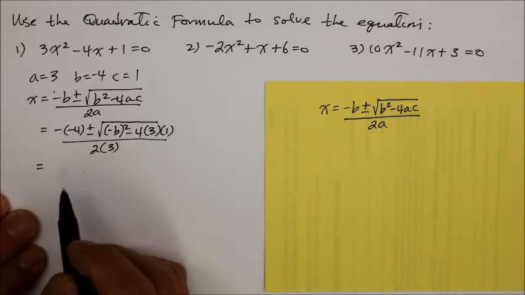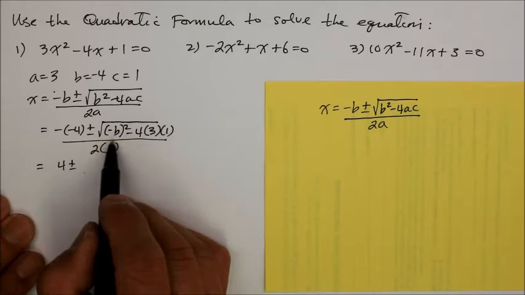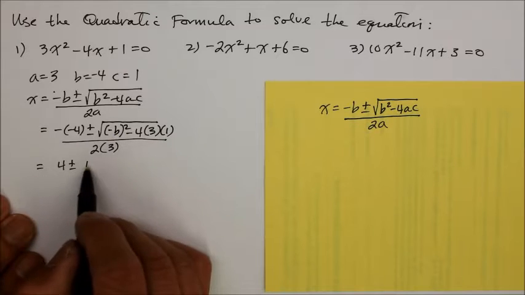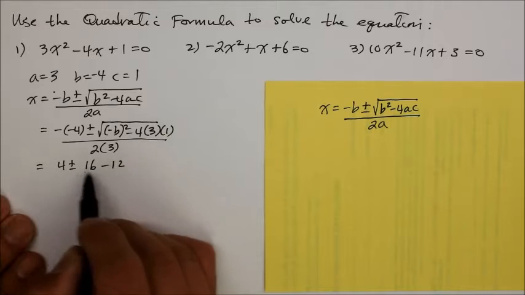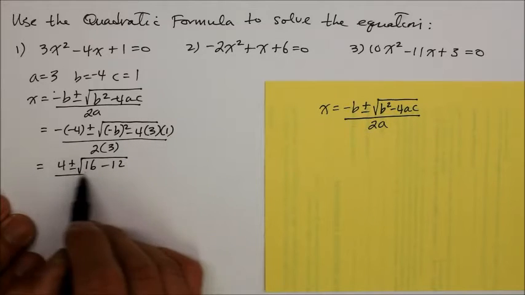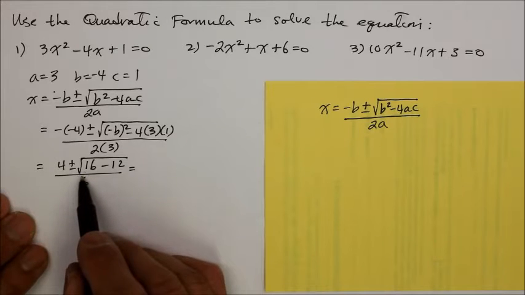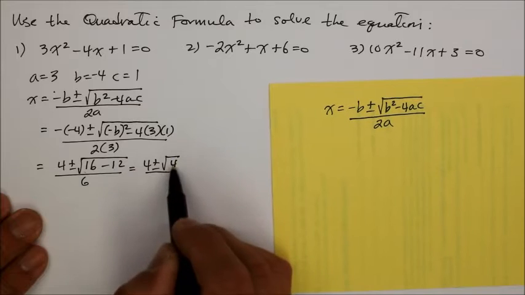Now we start evaluating. Negative times negative 4 is positive 4, plus or minus. Inside the radical, oh, I put a b, it's a negative 4, and negative 4 squared is positive 16, minus 4 times 3 times 1 is 12, the whole thing square rooted, divided by 6. Inside the radicand, 16 minus 12 is, of course, 4. And you know what the square root of 4 is.